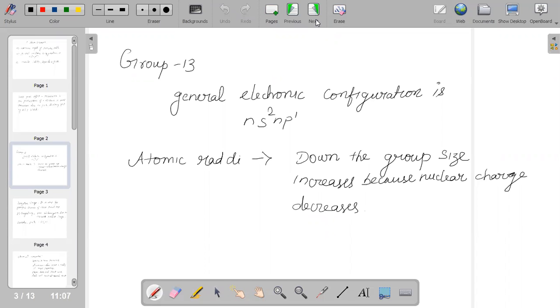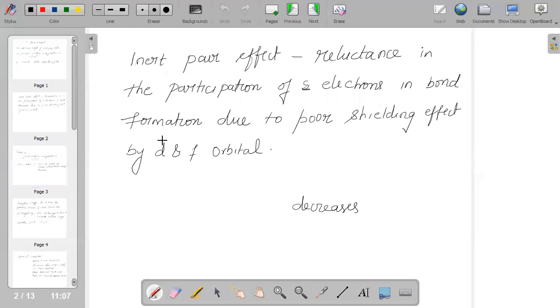So we should know what the inert pair effect is. The inert pair effect is nothing but the reluctance in the participation of the s electrons in bond formation due to poor shielding effect by the d and f orbitals, and because of this the electrons are tightly bound.